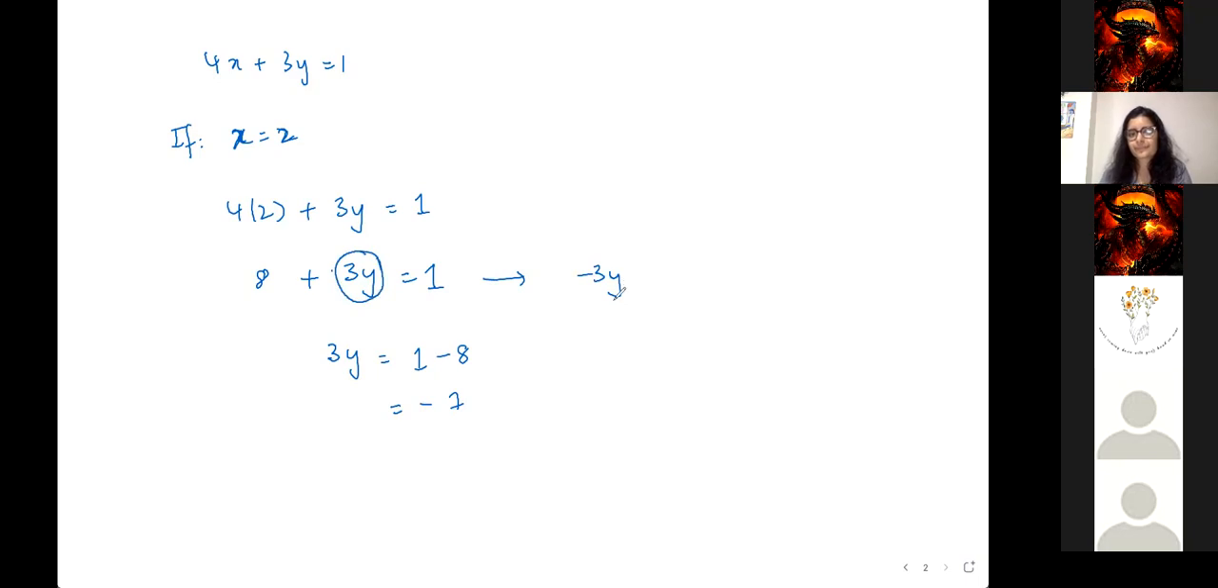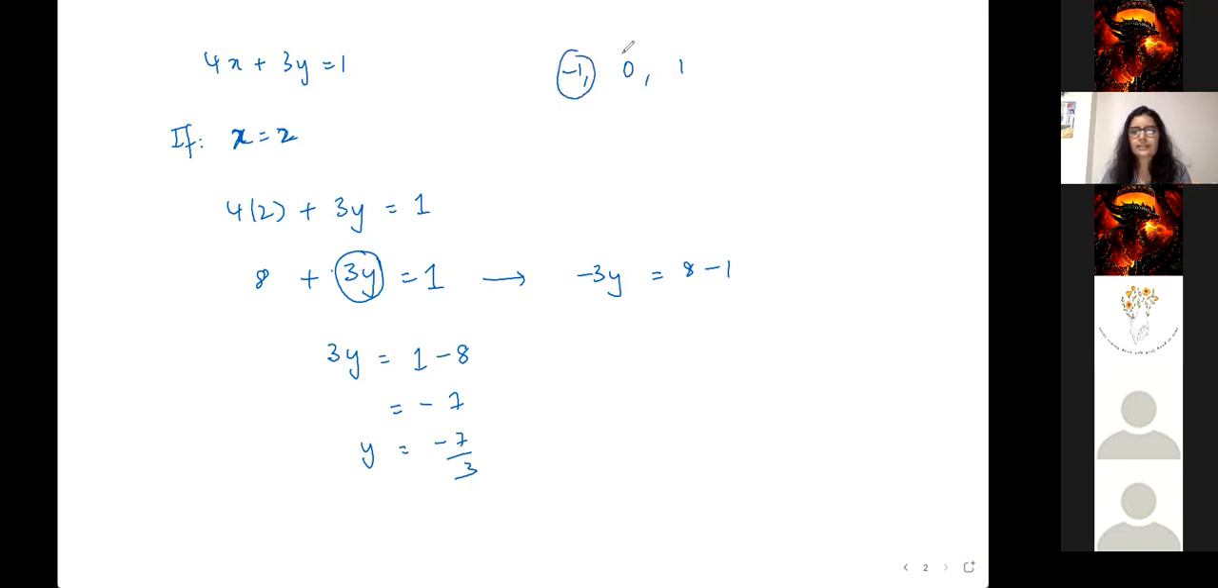Okay, got it. Taking this on the other side, you get minus 3y equal to 8 minus 1 only. So y equal to minus 1. Right? That way, the easiest values are to start off with minus 1, 0 and 1.